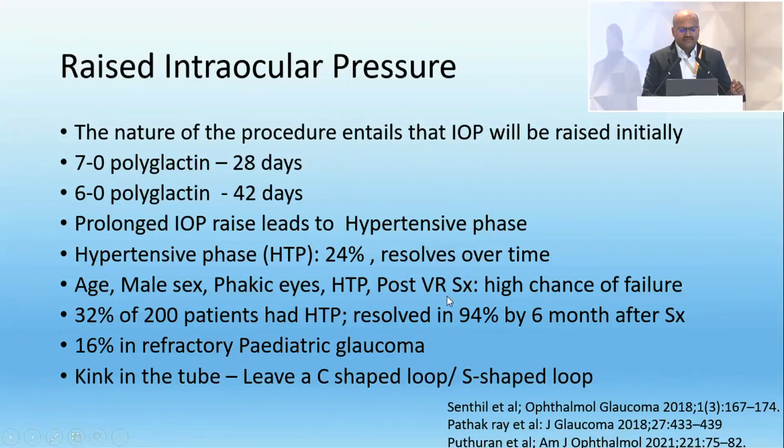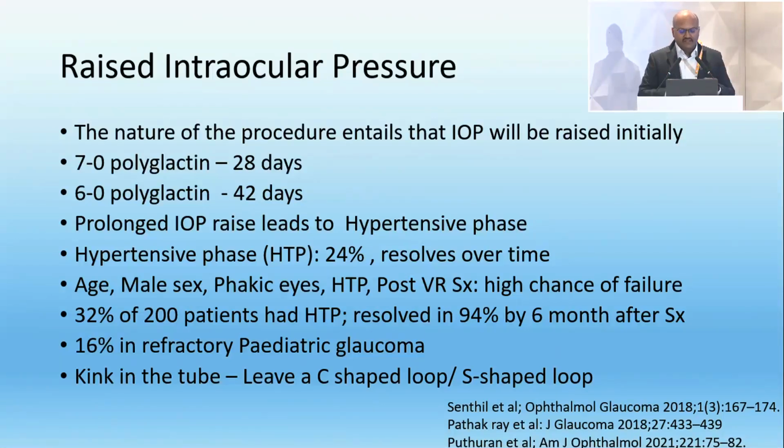And 16% of refractory pediatric glaucoma will have a hypertensive phase. So another thing which you have to see is we are all taught to leave a little longer length of the tube on the sclera. So you make a C-shaped loop or S-shaped loop, and if the loop is very sharply bent, then that can cause a prolonged hypertensive phase. You have to keep that in mind.